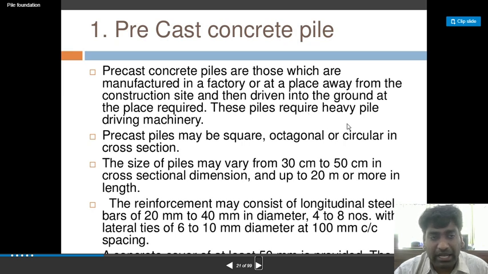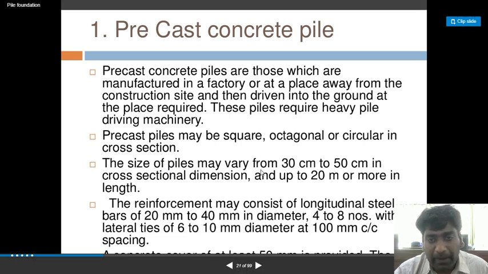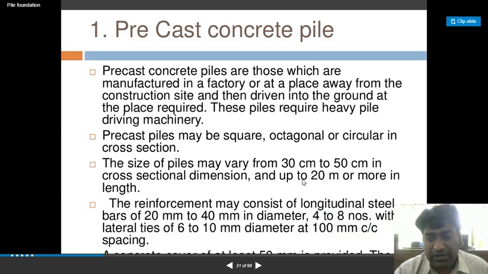These piles require heavy pile driving machinery. Precast piles may be square, octagonal, or circular in cross section. The size of the pile may vary from 30 cm to 50 cm in cross sectional dimension and up to 20 meters or more in length. The reinforcement may consist of 4 to 8 longitudinal steel bars of 20 mm to 40 mm diameter, with lateral ties of 6 to 10 mm diameter at 100 mm center to center spacing.